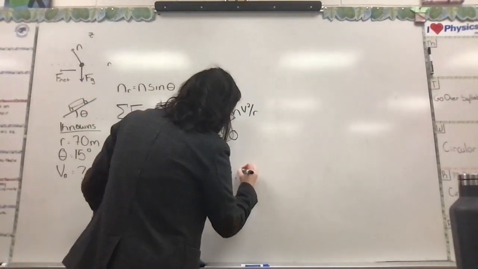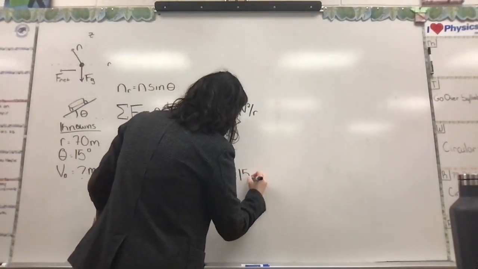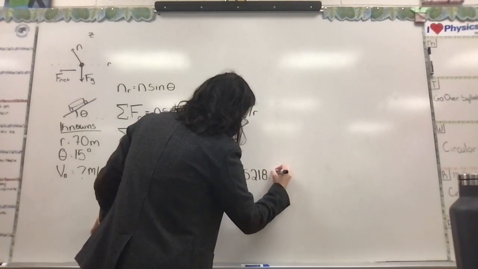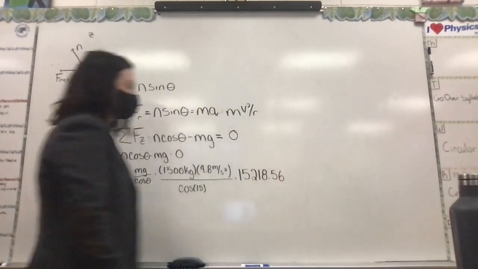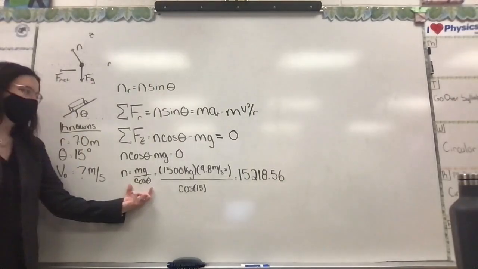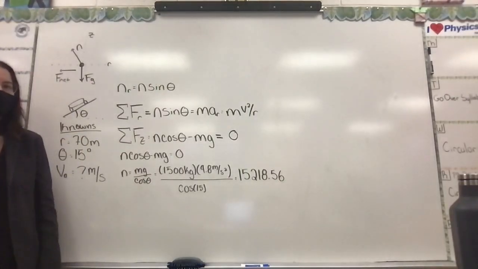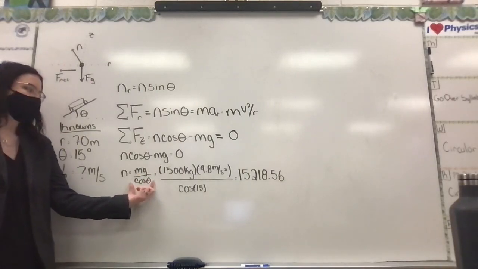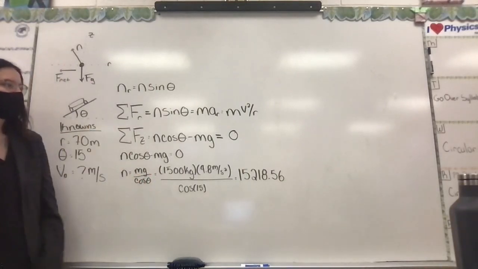15,218.56. Okay, can you say that again? 15,218.56. Did anybody else get that? Because when I did this, I didn't solve for n. I just plugged this whole thing. Yeah, it's the same thing right there. You guys got the same thing? Okay. Because I just took this whole little function and plugged it into this one.